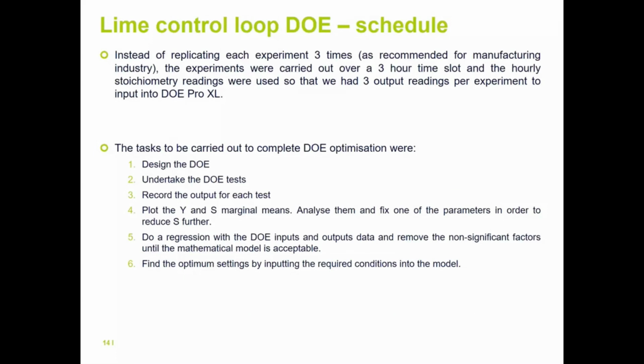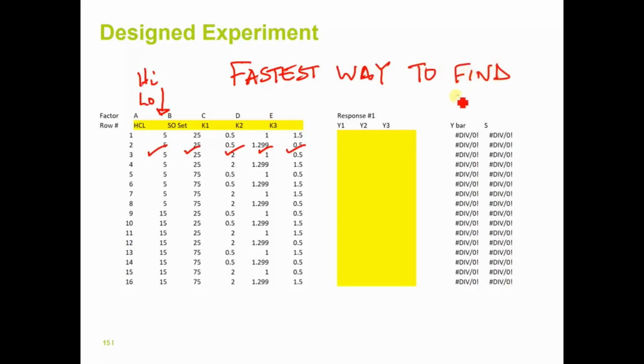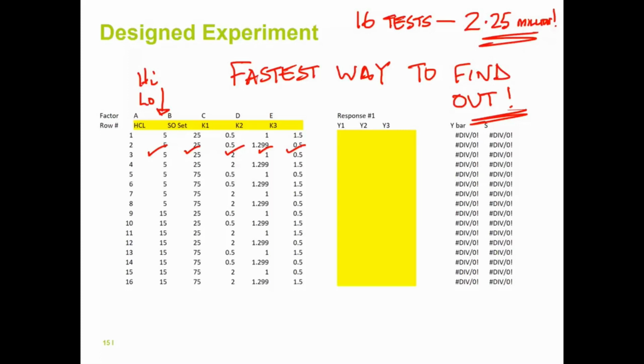So this is the process that we're going through. We're going to design an experiment, and we're going to take a look at the mathematics. So here's the 16 tests. So you can see, look, what we've done in each test, we've gone high and low in each column. High and low for the HCl set point, high and low for the SO2 set point, the K1, the K2, the K3, they've all gone high and low in a particular special pattern. This pattern is the fastest way to find out. Why would you use any other technique other than a designed experiment? This is the fastest way to find out, and it's only 16. Let's be clear. 16 tests out of 2.25 million tests you could pick. How efficient is that? It's the most fantastic technique to use.